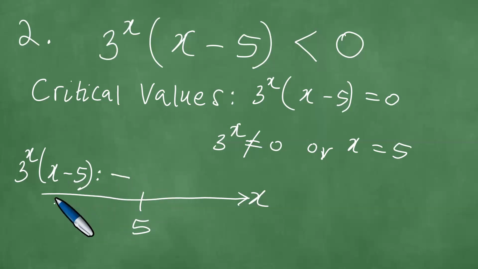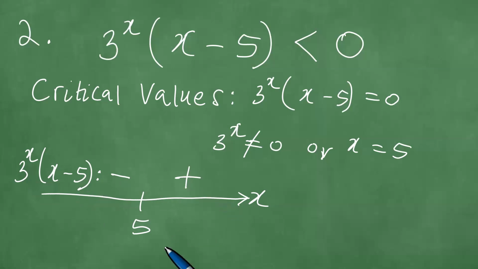So in other words, if you pick a random number that is smaller than 5, you'll get a negative number. It doesn't matter what you choose. So just put only the sign, because each person can choose their own number. A number bigger than 5, a random number, maybe like 10: 3 to the power 10, and then 10 minus 5. 3 to the power 10 is a positive number, very large, and 10 minus 5 is a 5, which is positive. So a positive times a positive will give us a positive.